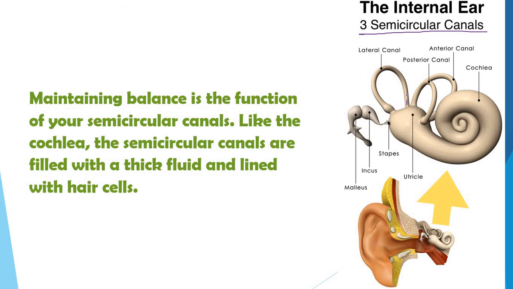These are the three semicircular canals, 1, 2, and 3. They are called the lateral canal, posterior canal, and anterior canal. Same as the cochlea, the three semicircular canals are filled with a thick fluid and lined with hair cells, which act exactly like those inside the cochlea. They bend with the wave movements and transfer these movements as impulses to the brain.